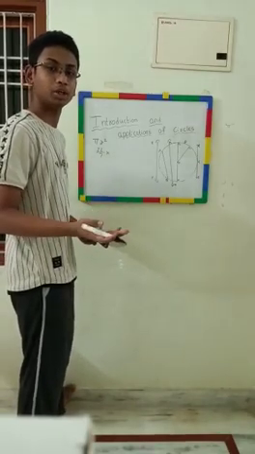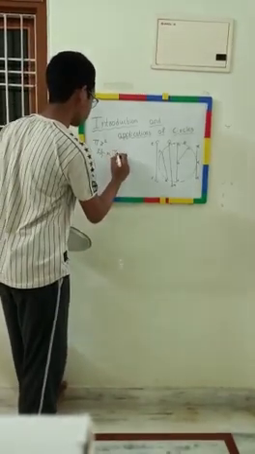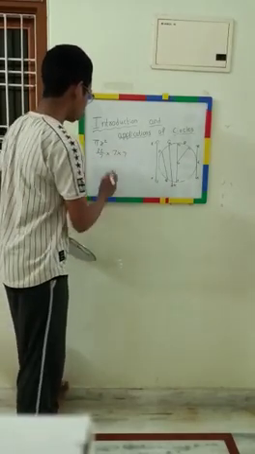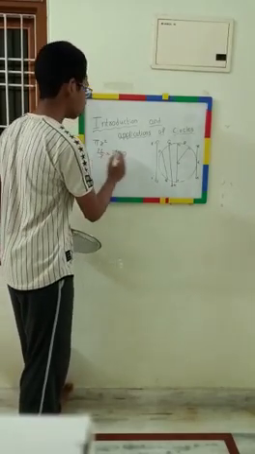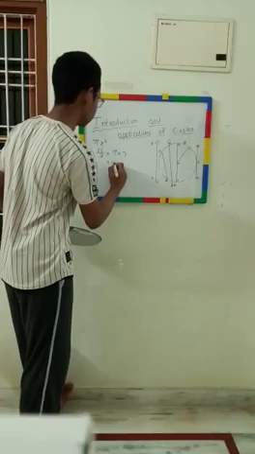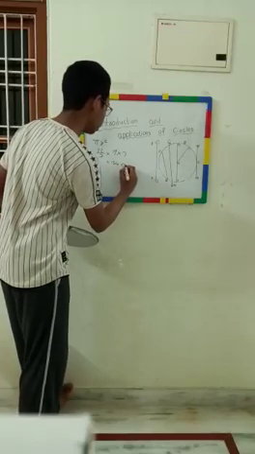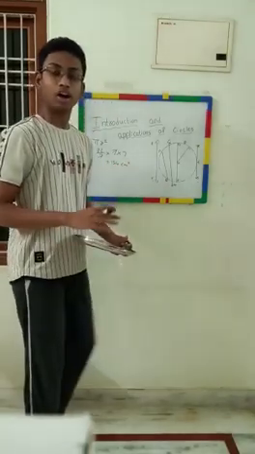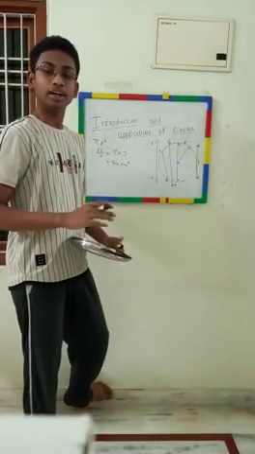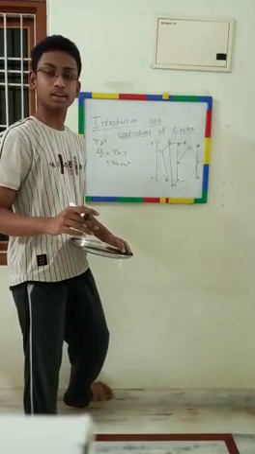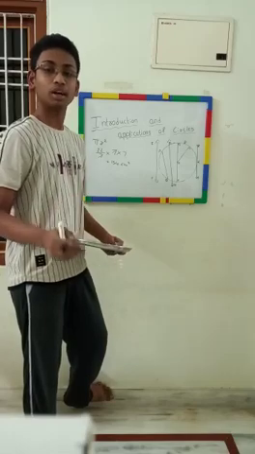So 14 divided by 2 is 7. 7 into 7. So 7 will be cancelled. 22 into 7 is equal to 154 centimeter square. Always remember a point that area is represented in centimeter square units.